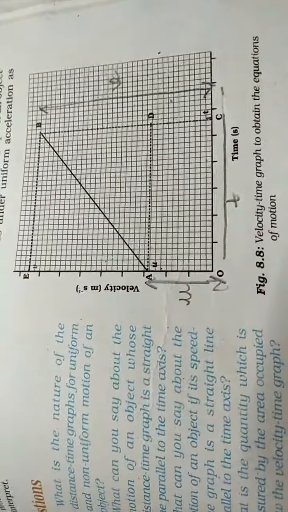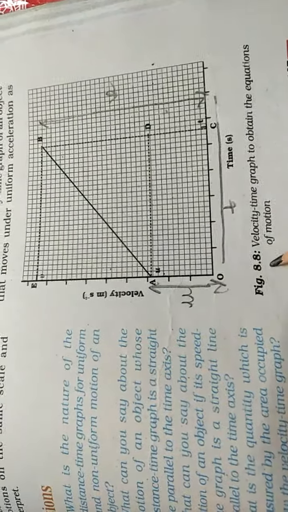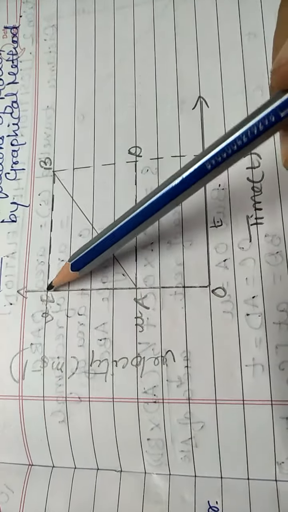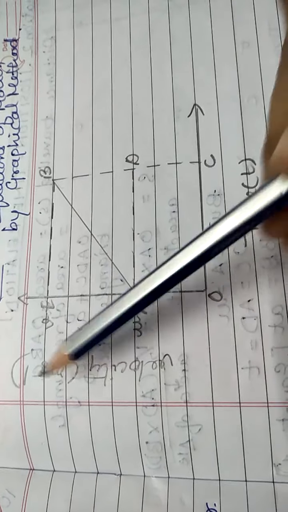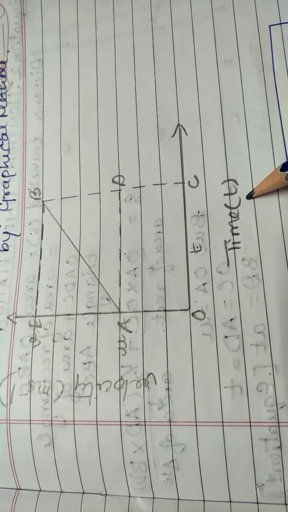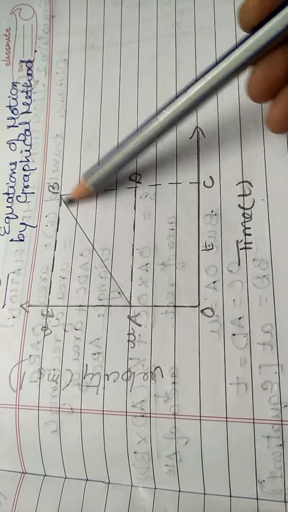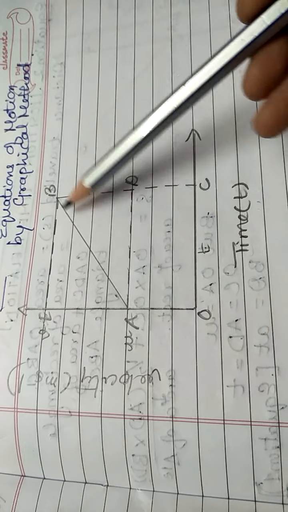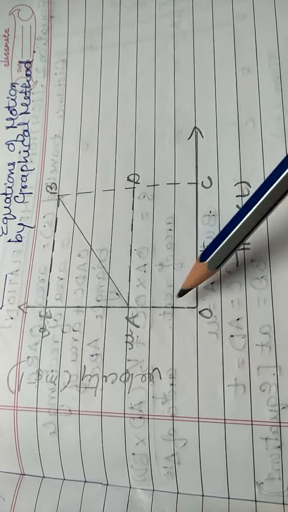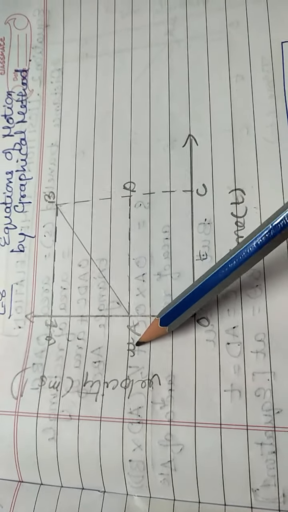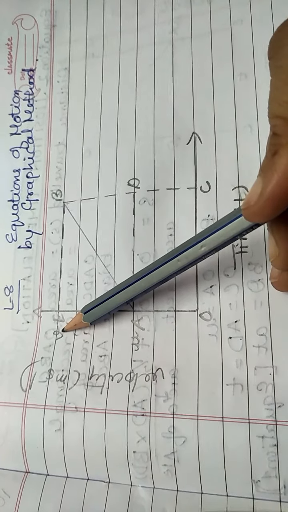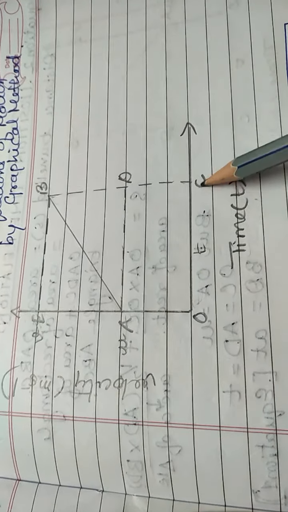Now, before that we have to see a diagram, and then you have to understand the diagram first. The same diagram which is given in your textbook, figure 8.8, I've drawn in this notebook. On the y-axis you have velocity, on the x-axis you have time. This is our graph, from A to B. This is your initial velocity u, this is your final velocity v, and this is the time taken by the object.